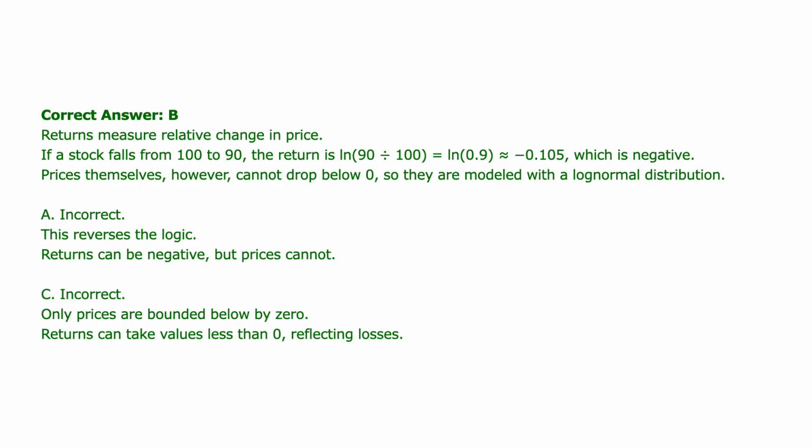Returns can be negative while prices cannot. This is why returns are modeled with a normal distribution, defined over negative infinity to positive infinity, and prices are modeled with a log-normal distribution, bounded below by 0. The incorrect options reverse or misstate this logic.